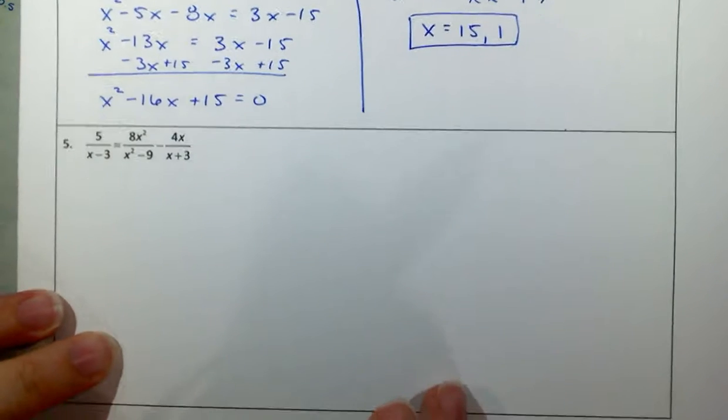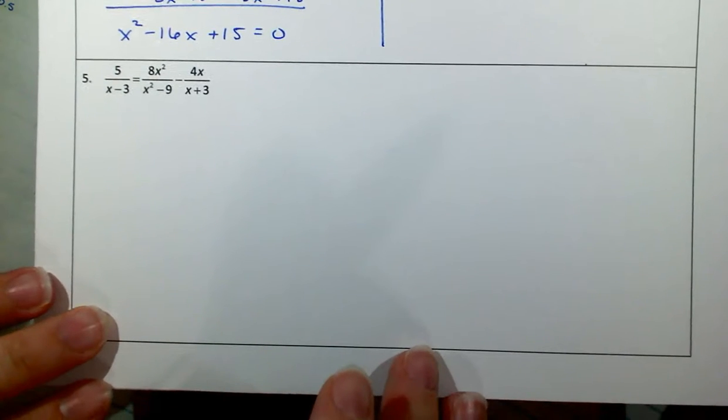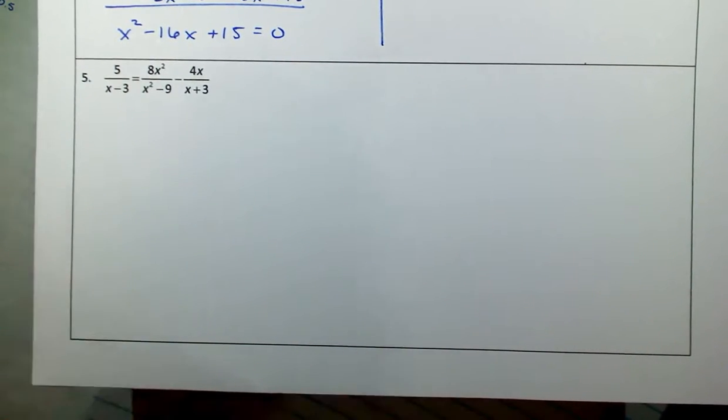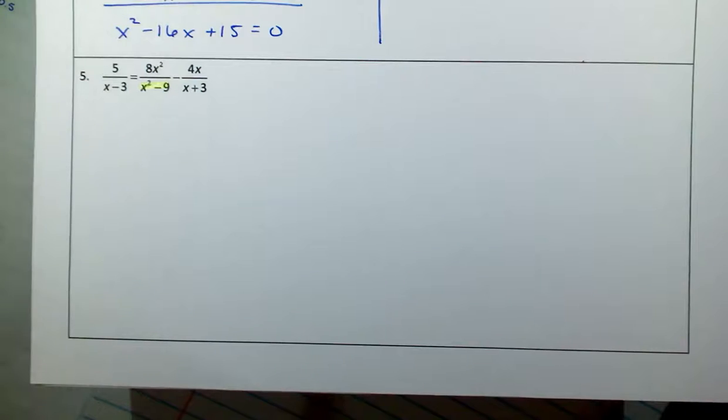So number 5, we're going to see an extraneous value in this one. So let's take a look at it. First things first, notice our denominators have a little more going on. I'm going to have to factor this expression here. It is not completely done, okay? So I'm going to go ahead and do that.